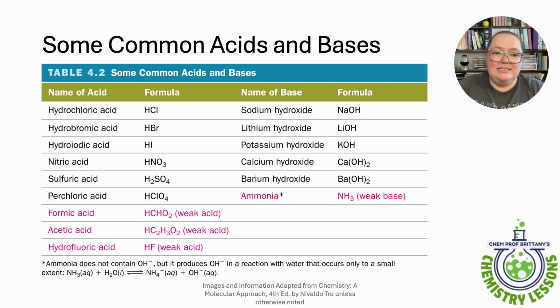So, some common acids and bases that you should familiarize yourself with. Hint, hint, students of mine. You need to know that these are the 6 strong acids. These are the 5 strong bases that you need to know. And then some other ones that you should probably be familiar with. You've got formic acid. The really big one that you need to be familiar with is acetic acid. We see this one a lot in general chemistry. That's just the acid that's in vinegar.